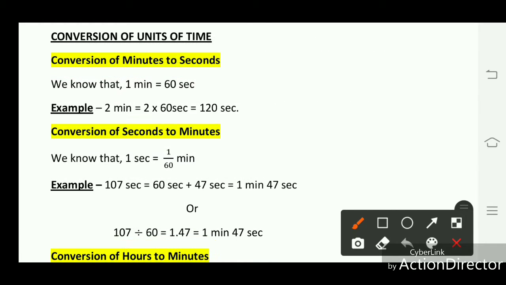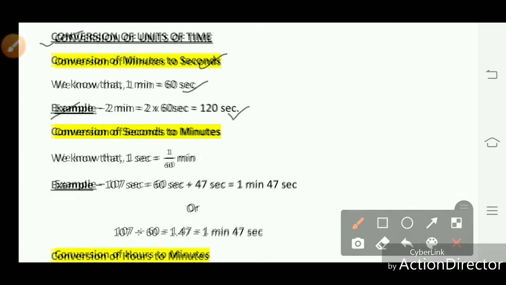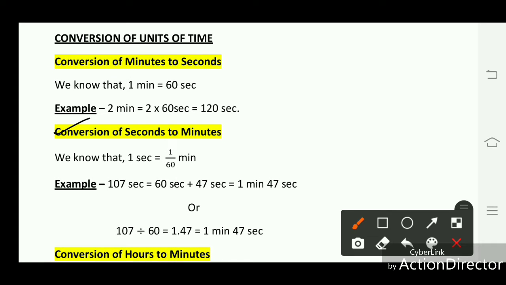Now here we will discuss conversion of units of time. Conversion of minutes to seconds. We know that 1 minute equals 60 seconds. Example, 2 minutes equals 2 into 60 seconds equals 120 seconds. Now conversion of seconds to minutes. We know that 1 second equals 1 upon 60 minute.